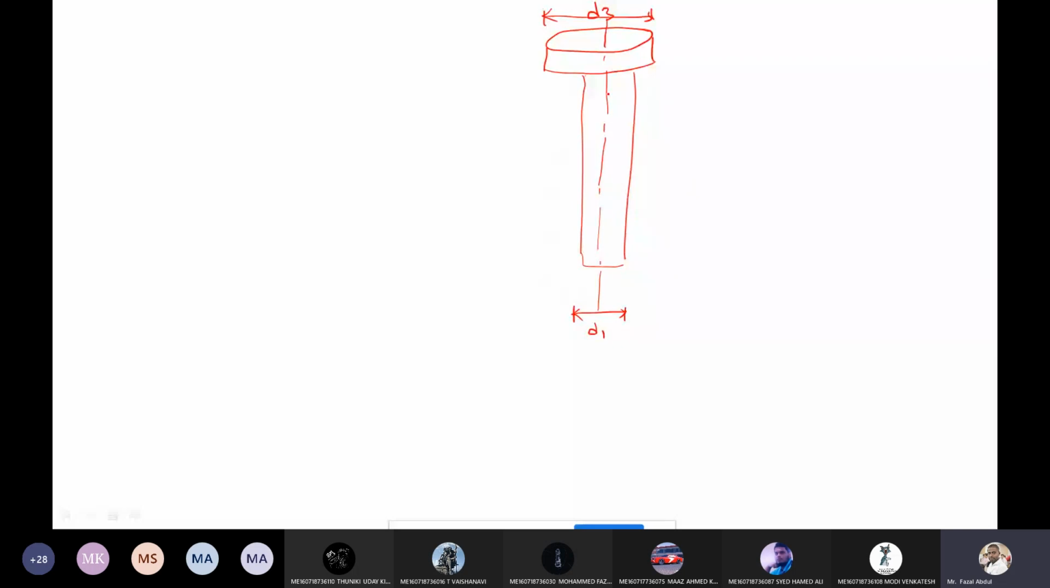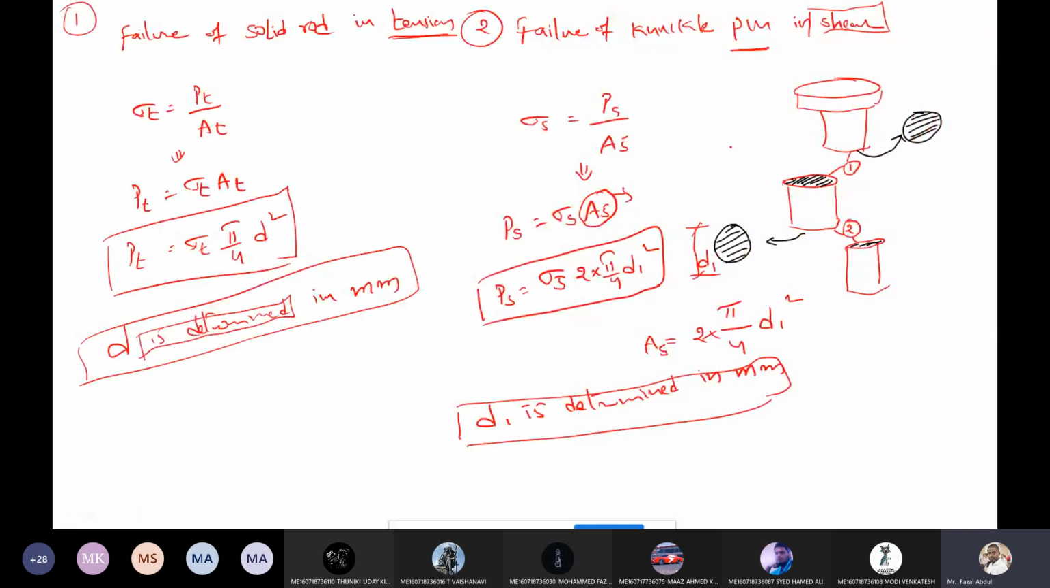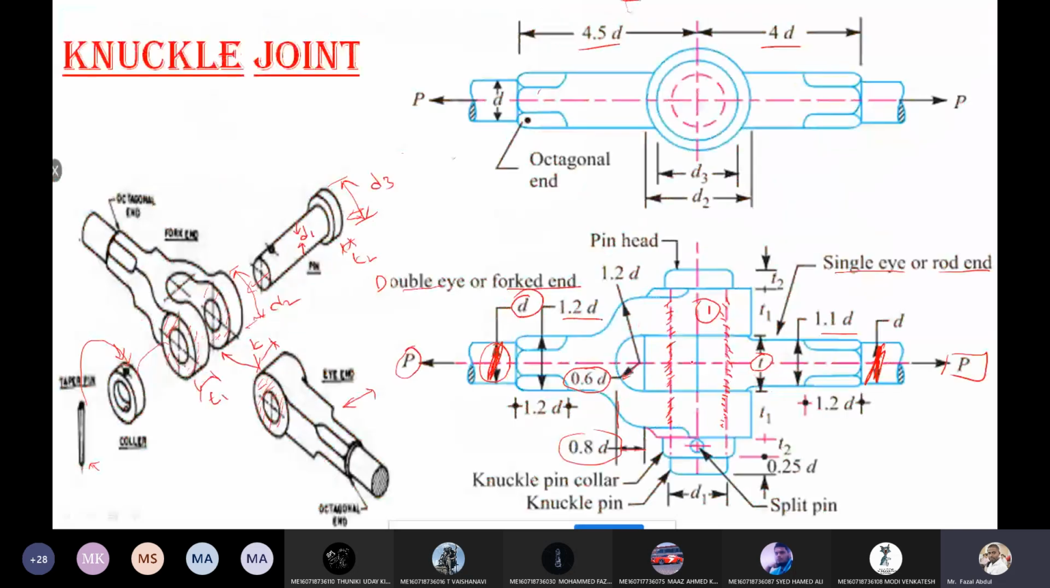Where are these three eyes? See here. This is the first eye. This is the second eye. This is the third eye. The bottom portion, the shank portion of the pin, is going to be located in these three portions. So I'm drawing it here.